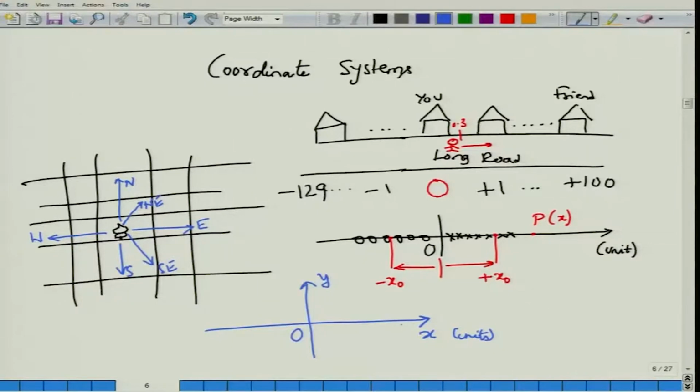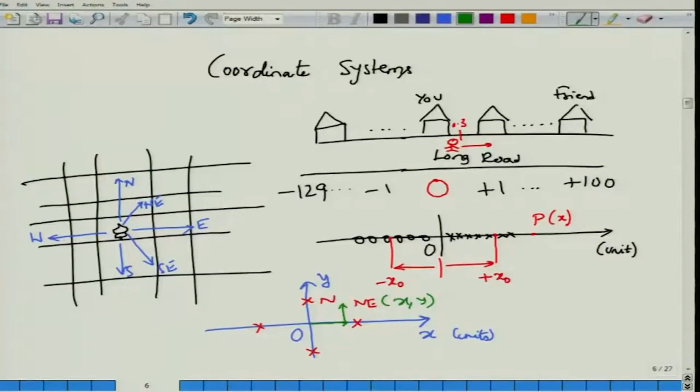Just these two directions are sufficient, because north would be plus y, south would be minus along the y direction, east would be positive x, and west would be negative x. If you want to specify northeast, you can ask someone to move a certain distance along east, and then move a certain distance towards north. What I have done is to create for every point two numbers, x and y, and this also gives me an algorithm to reach different points.